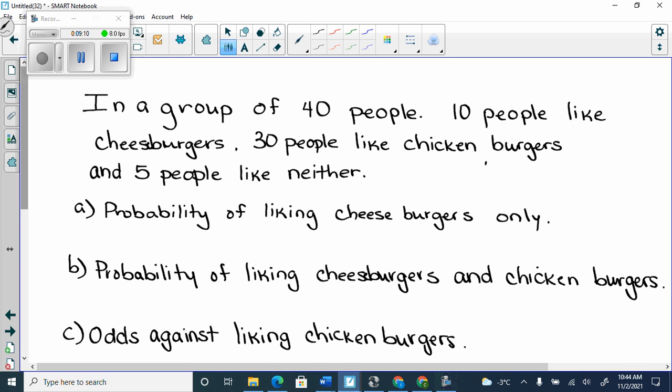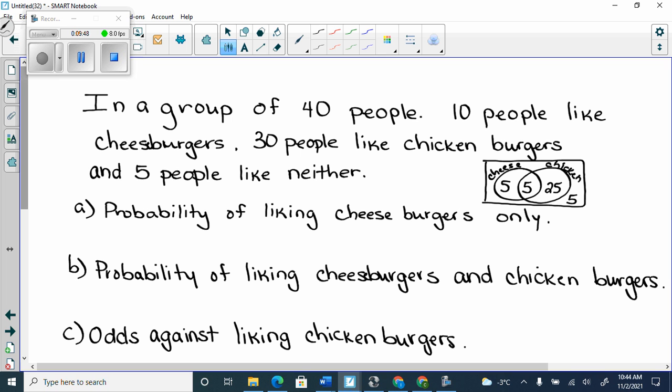So, cheese, chicken, 5 in the middle. How many like cheese only? 10 like cheese. So how many like cheese only? 5. How many like chicken only? 25. How many like neither? 5. I made it nice, easy numbers. If we add those up, we should get 40, correct? If we don't get 40 when we add up our Venn diagram, we did something wrong, because it should total to 40. So what's the probability of like cheeseburgers only?